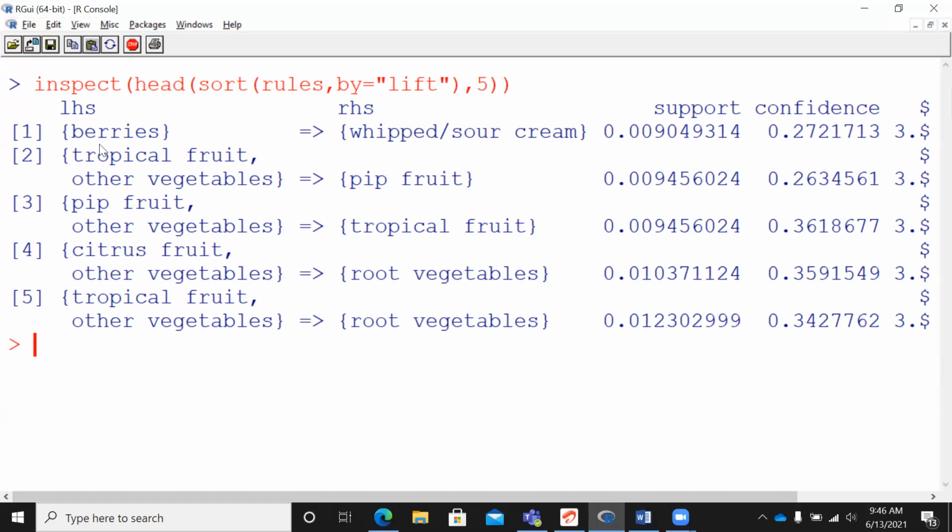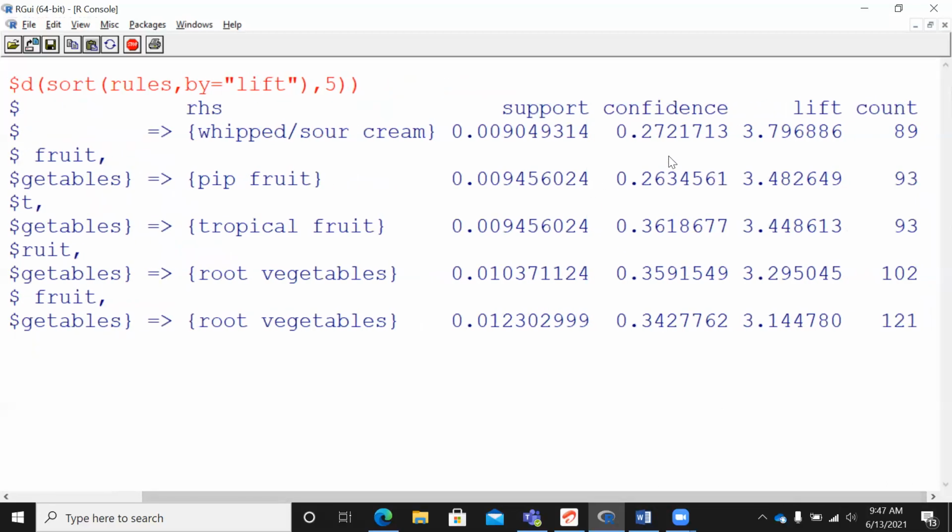You can see here in LHS. We refer to LHS as antecedent, and RHS is referred to as consequent. If a person buys berries, you can expect him to buy sour cream as well, right? You can expect him to buy whipped cream as well. It is giving you the support and the corresponding confidence. But I'm really interested in the high lift value corresponding to this. This is 3.79.